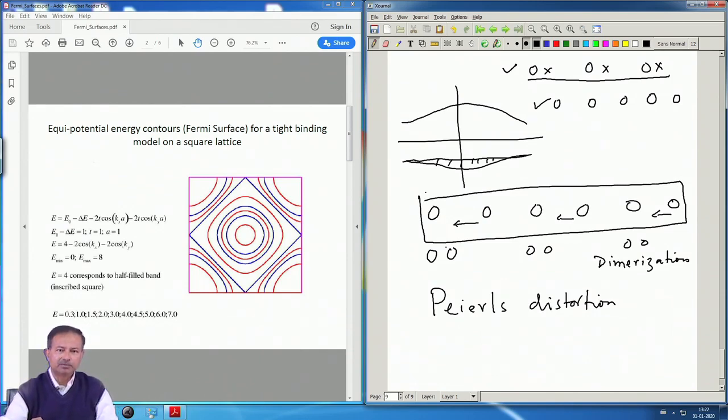One set of bands has come down, and the system has gained a lot of energy by doing this. Of course, distortion also costs some elastic energy, but in lower dimensions that cost is less than the gain in electronic energy from this dimerization. So, it was shown by Peierls that in low dimension systems, the system is prone to basically destroy its Fermi surface. It opens a gap, and this is again a Fermi surface instability, and this class of distortions is generally called Peierls distortions. We will not discuss it more here, but it is just to show that there are instabilities of the Fermi surface.